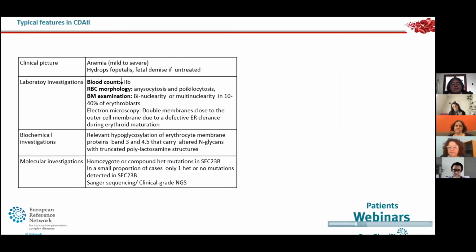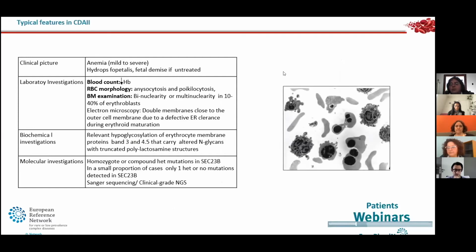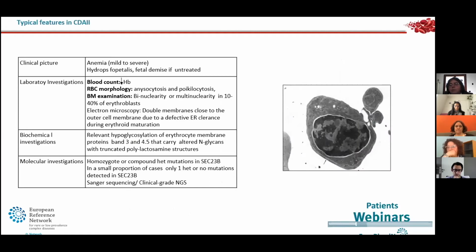But which are now the typical features of CDA II? The transmission is the same. We don't have other extrahematological signs, so just anemia, but it is heterogeneous. And when we look at blood, what we saw in the bone marrow, and sometimes also in peripheral blood, are binucleate or multinucleate erythroblasts, so other immature red cells, not fully divided.